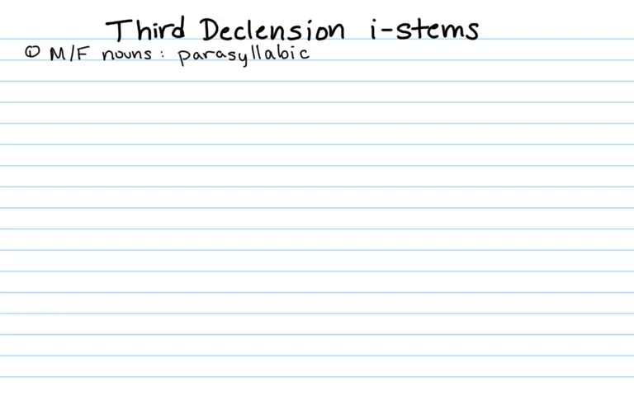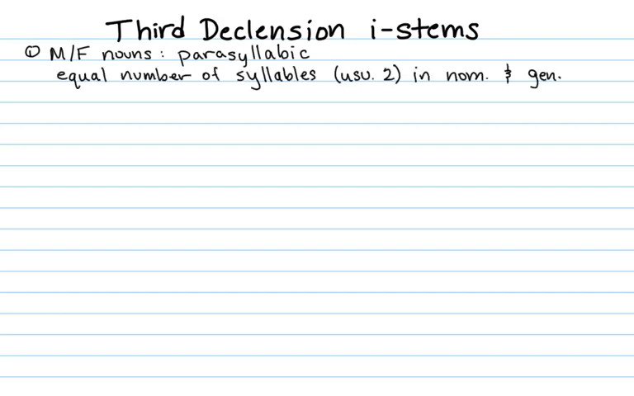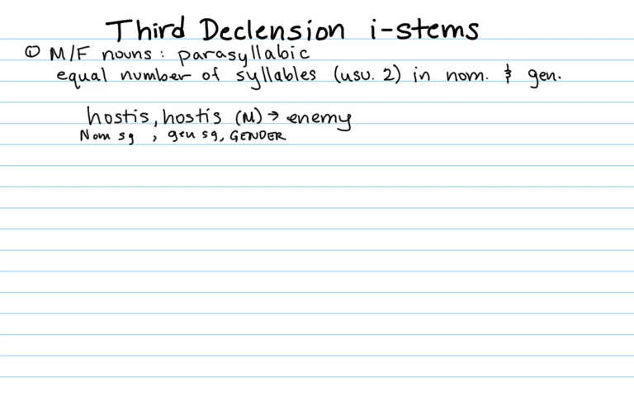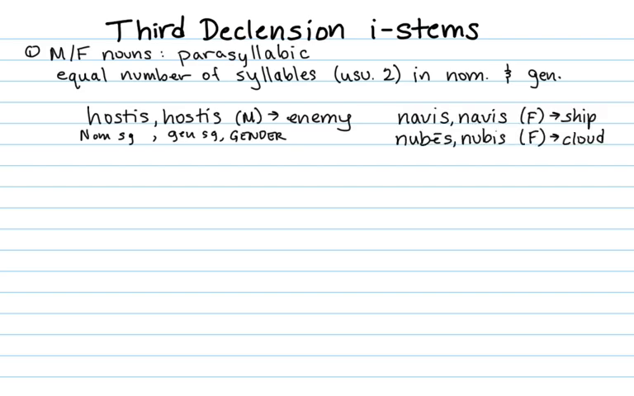If the noun is parisyllabic, which means that if you look at the nominative singular and the genitive singular, i.e. the dictionary entry, and those 2 forms have the same number of syllables, then it will follow the I stem patterns. So, for example, hostis, hostis, you would call first part of the dictionary entry nominative singular, second part genitive singular, third part gender. Hostis, hostis both have 2 syllables, it's parisyllabic. Same with navis, navis, and nubes, nubis. That applies to masculine and feminine nouns only.